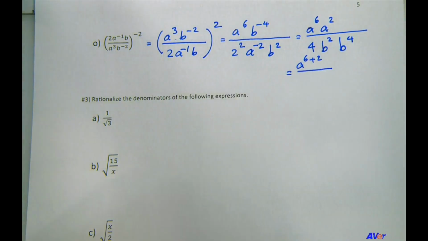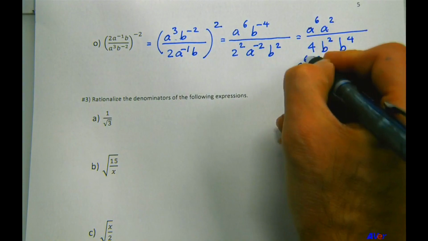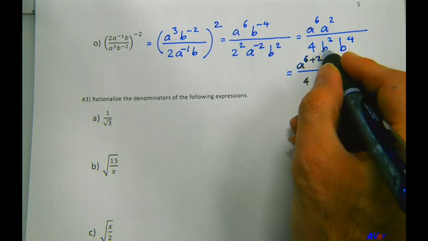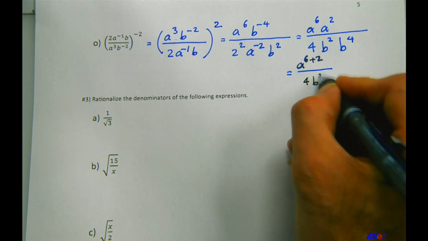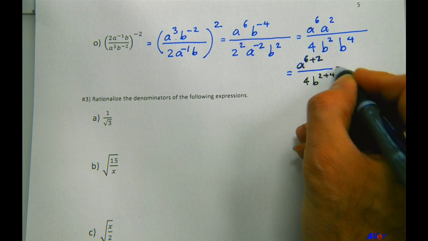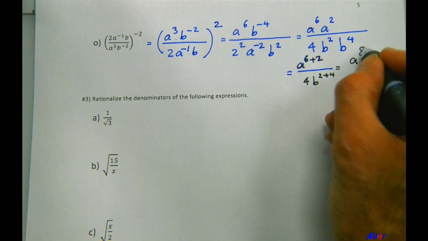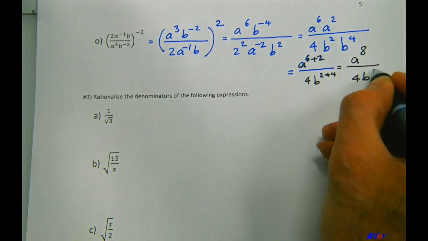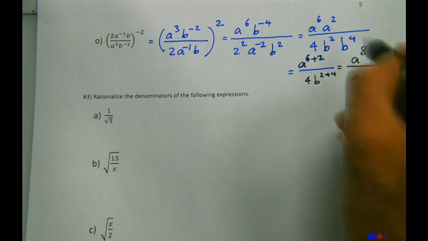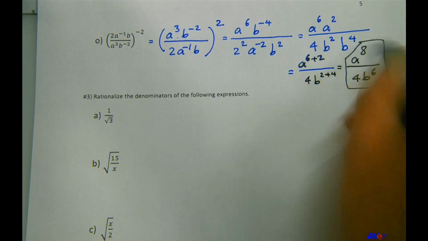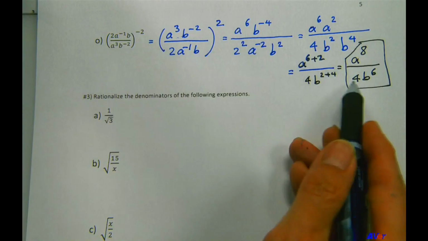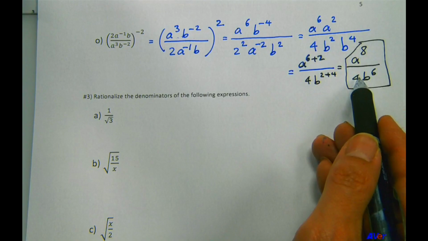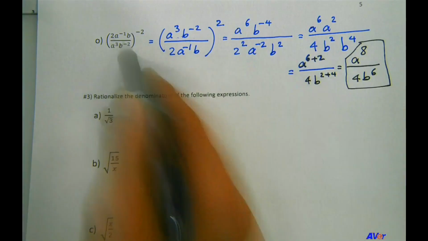I should write this with a different color because things are getting mixed up here. And then b squared times b to the 4th, so add the powers like that. So we have a to the 8th power divided by 4b to the 6th power, right? So this is what we get after simplifying that. Compare this with this. Which one would you rather have when you work in mathematical terms? This one, right? Not that one.